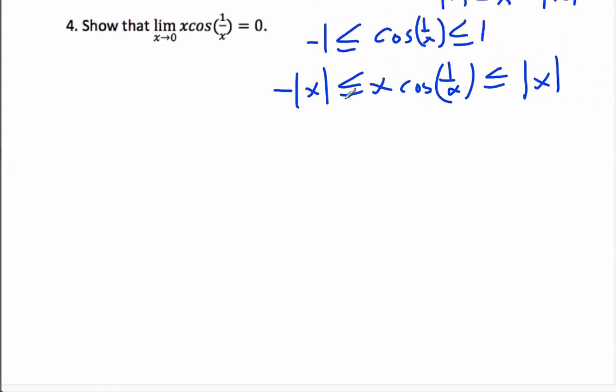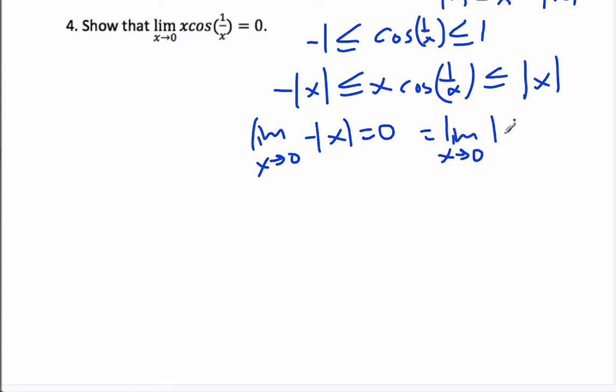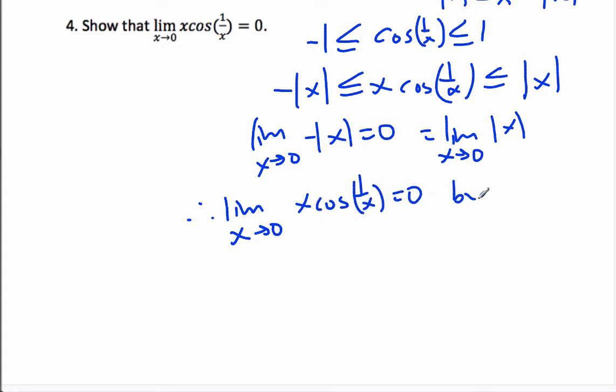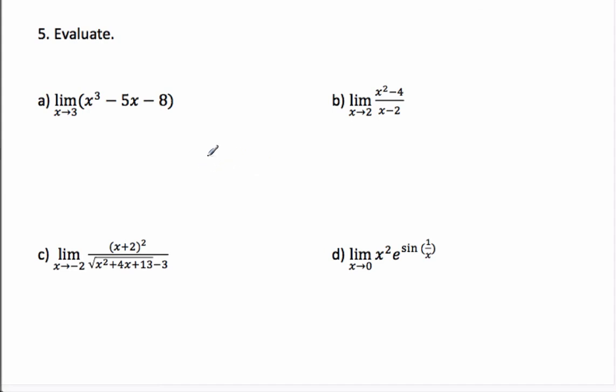Of course, the limit as x tends to 0 of negative absolute value of x equals 0, which equals the limit as x tends to 0 of absolute value of x. Therefore, the limit as x tends to 0 of x cosine 1 over x equals 0 by the squeeze theorem. Next we have a few more examples.